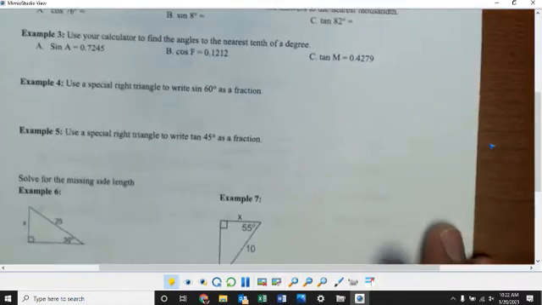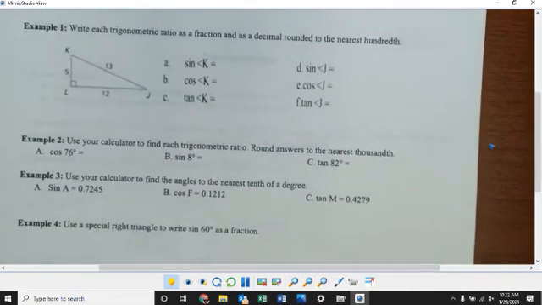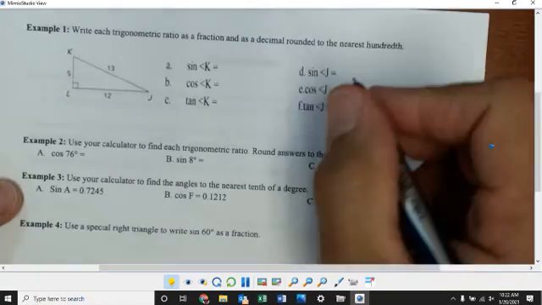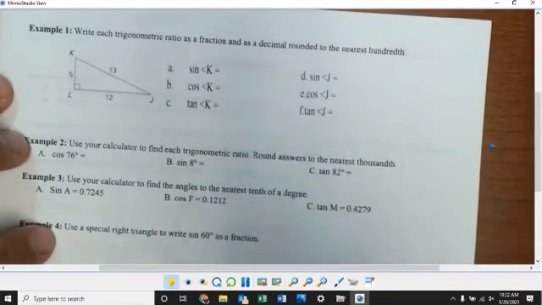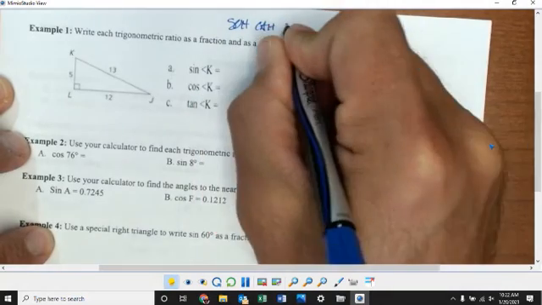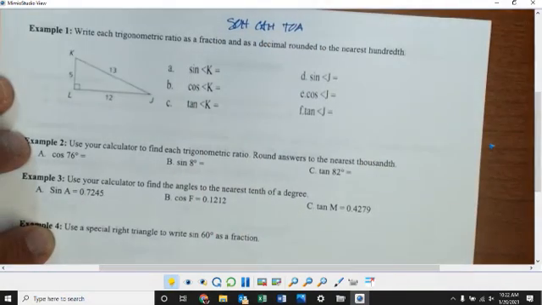You'll almost always need a calculator here. So here we go. We're going to write out each trigonometric ratio as a fraction and then as a decimal rounded to the nearest hundredth. All right, so that's 2 decimal places. Remember, we have SOH CAH TOA. Can't write that enough times.